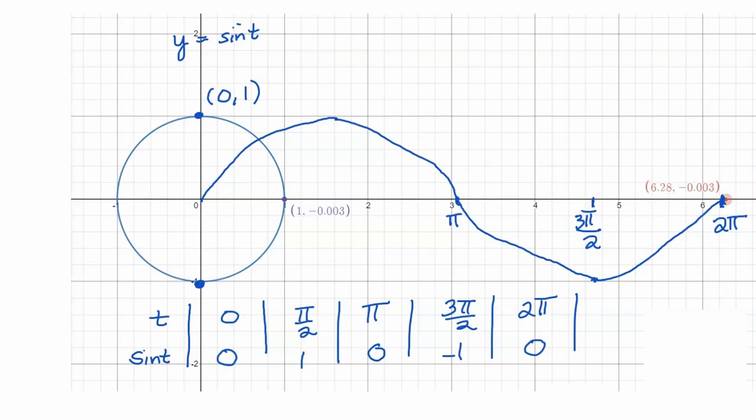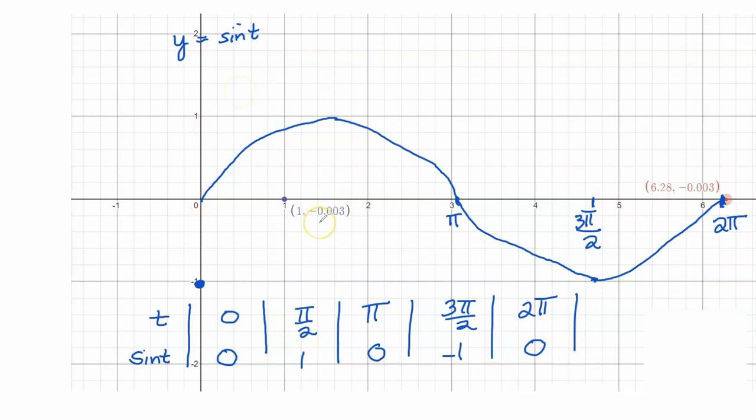Now, let's do that again from 0 to 2 pi and let's see if we have the correct graph. Take note of the movement of the red point. Look at that. Right? And then it goes down to 0 as it hits pi. And then it goes to negative 1 and then it goes to 0 again. So this is one cycle of the graph of y equals sine of t.